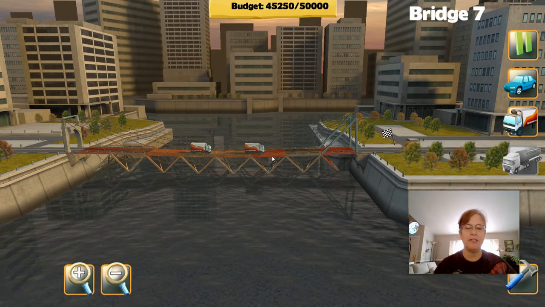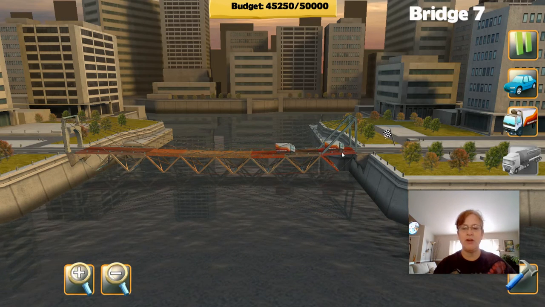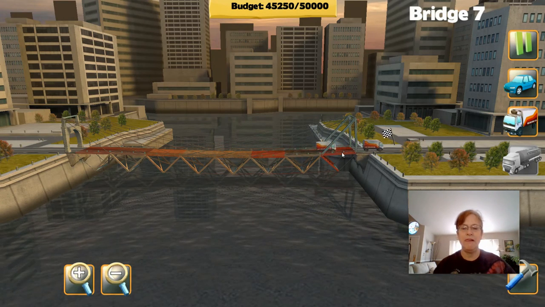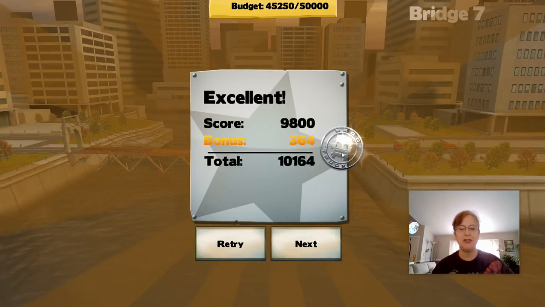Okay. A lot of force is being put, a lot of stress, a lot of tension. And then this doesn't look very strong, but let's see. Oh my goodness. That is just incredible. I actually fixed my bridge.